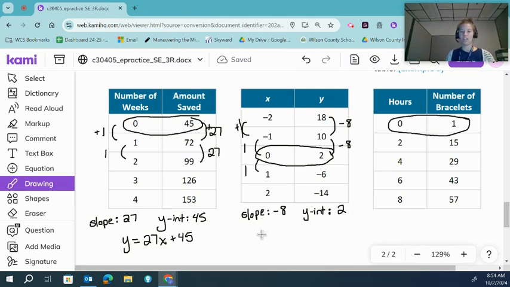And now I can write the equation. Y equals negative 8x plus 2. Okay, and I'll let you try that last one on your own.